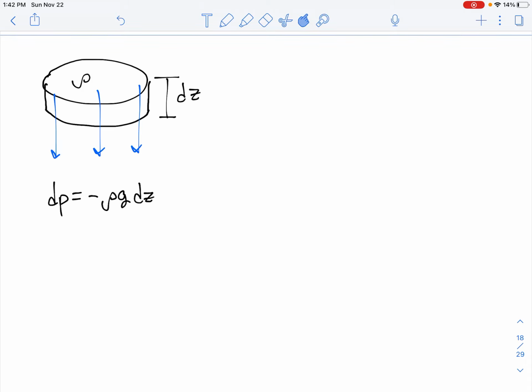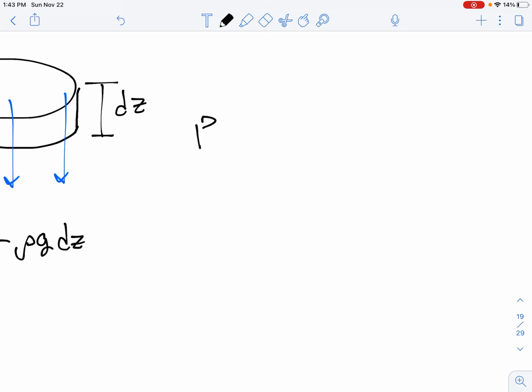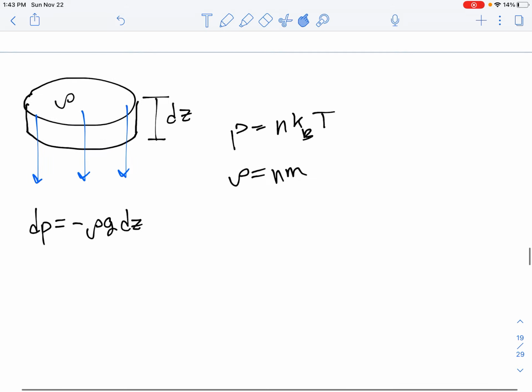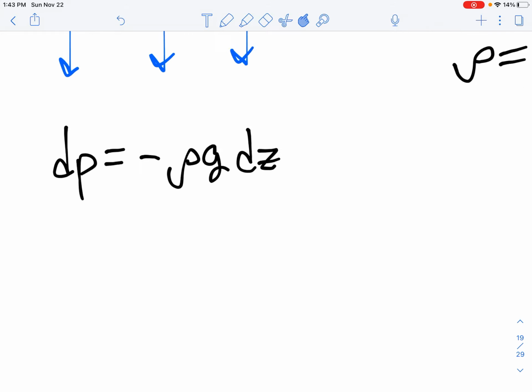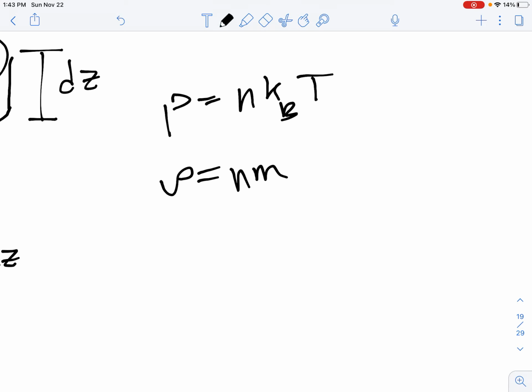The next thing to note is that by the ideal gas law, we know that P = nk_BT, where k_B is the Boltzmann constant and n is the number density of the system. If m is the mass of one molecule in the atmosphere, then the density is equal to nm. So if we say this, then that means that ρ itself is going to be equal to mP over k_BT.